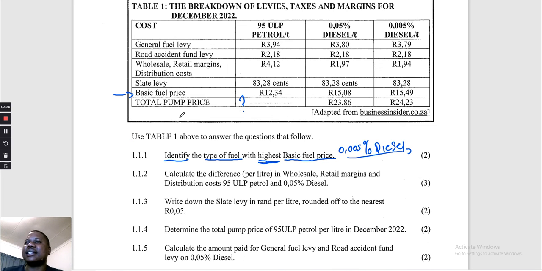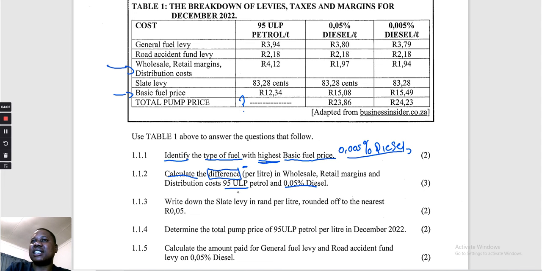The second question says, calculate the difference per liter in wholesale, retail, margins and distribution cost. Remember here the action verb says we must calculate, and the difference means we subtract. When we subtract, we must have two items. They are telling us those prices are for the wholesale retail margins. But for which fuel type? We are given the 95 and the 0.05 diesel.